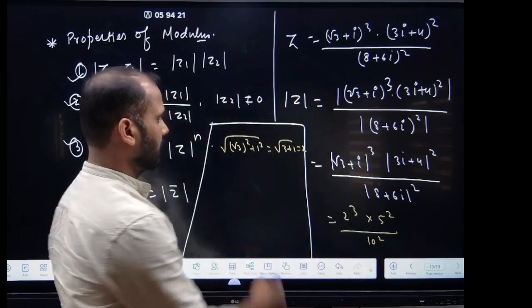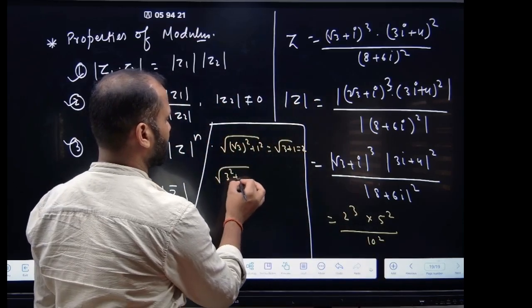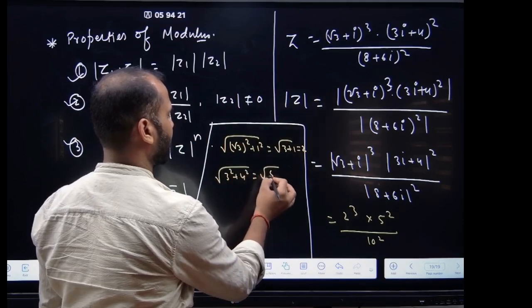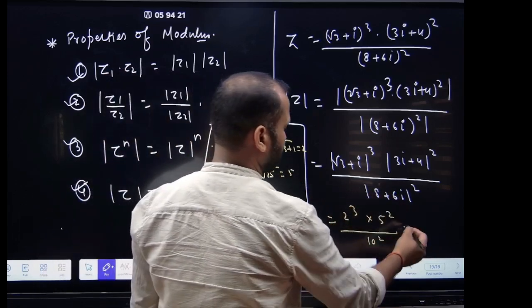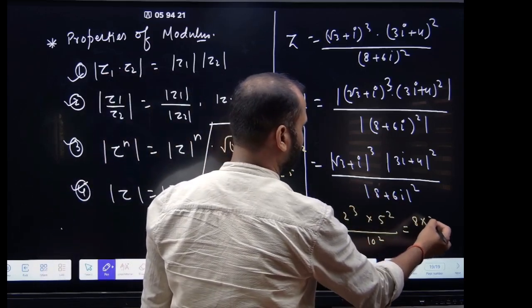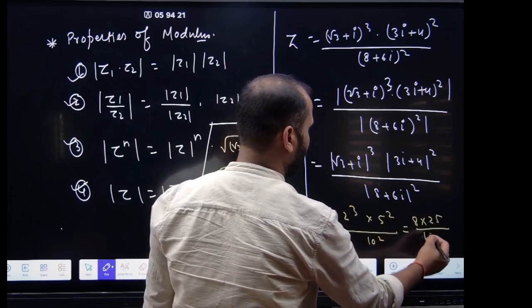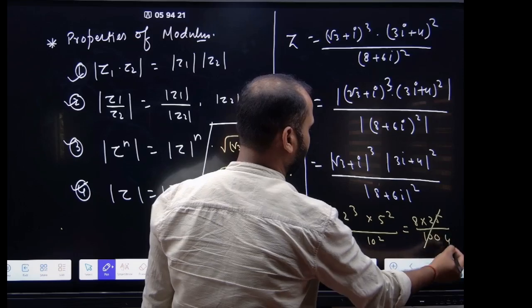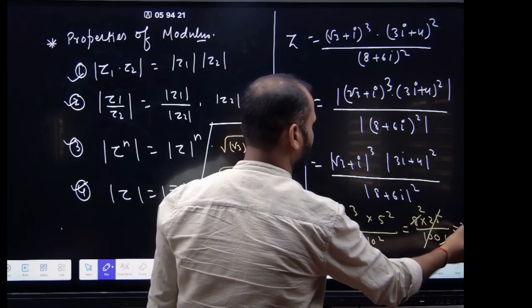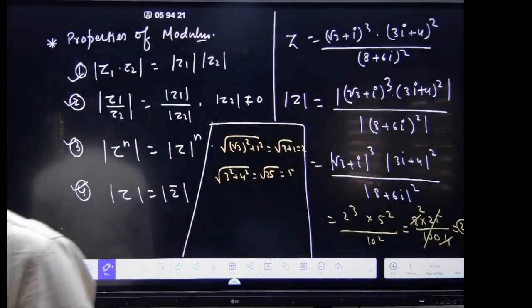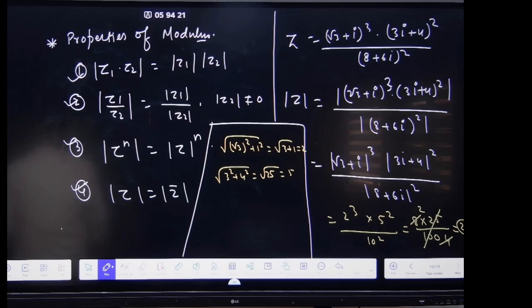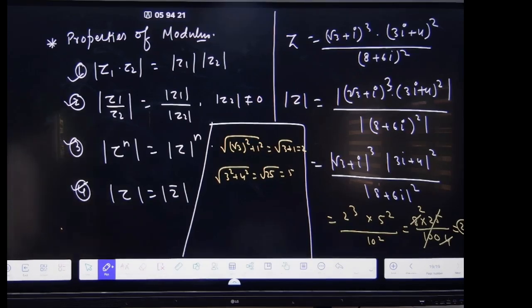You calculate root under 3 square plus 4 square, how much is it? Triplet it will be, right? 25, 5. Same way this is also 2, 2, 2. So 8 into 25 divided by 100. How many times? 4 times, 2 times. 2 will be the answer. Is the answer 2? Very important properties. One more question is there, question number 19. You can do it by that same method.